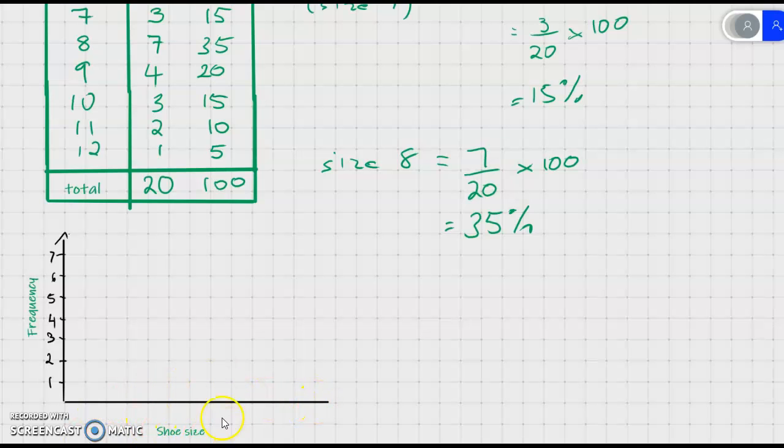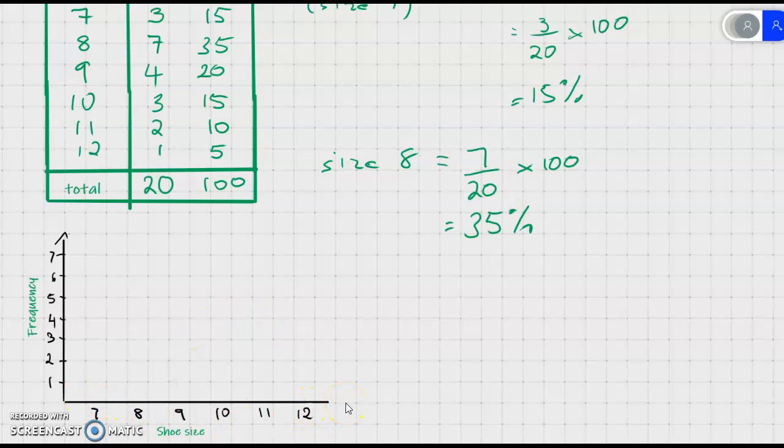The label for this one is shoe size, and we're going to want to leave gaps each time. So I'm going to draw the first shoe size, the bar here. And now it's shoe size 7, so I'm just going to write a little 7 down the bottom. Leave a gap, 8, leave a gap, 9, leave a gap, 10, 11, and 12. Oops, daisy. Okay, so I've got that all put in.